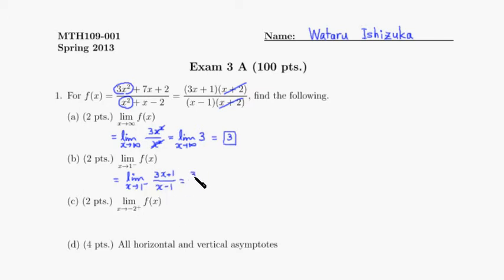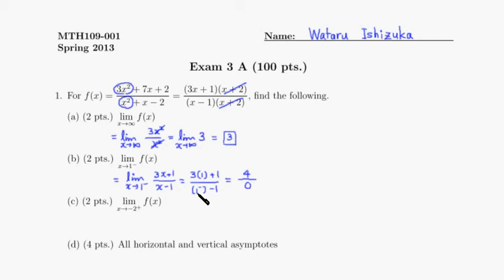So it's 3 times 1 plus 1 over x minus 1. Here you have to be careful. You're plugging in 1, but approaching from the left, so 1 minus. 3 times 1 is 3, plus 1 is 4, so you have 4 on top. On the bottom, 1 minus 1 is 0, so you have to determine from which side.